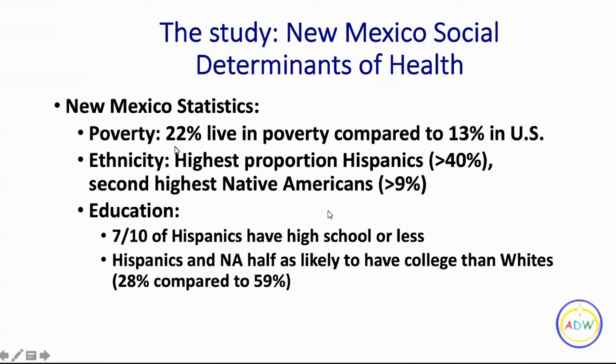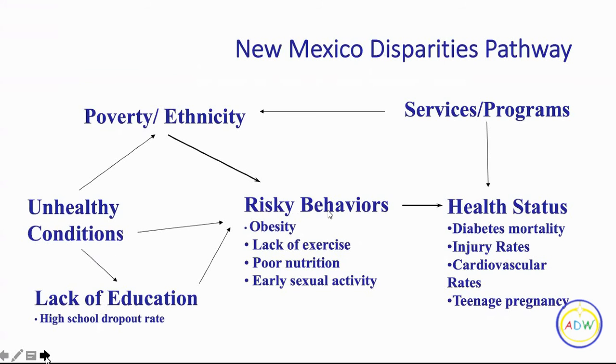For example, poverty rate, 22% live in poverty in New Mexico compared to 13% in general in the USA. And the ethnicity level, you see the highest proportion of Hispanics, Americans who speak Portuguese and Spanish and came from Latin America, Puerto Rico, Costa Rica, Guatemala, or Mexican, and they have more than 40% of share, and second highest Native Americans. If you see the education level, 7 out of 10 of Hispanics have high school or less. And Hispanics and Native Americans are half as likely to have college as whites. You see 28% compared to 59% in whites.